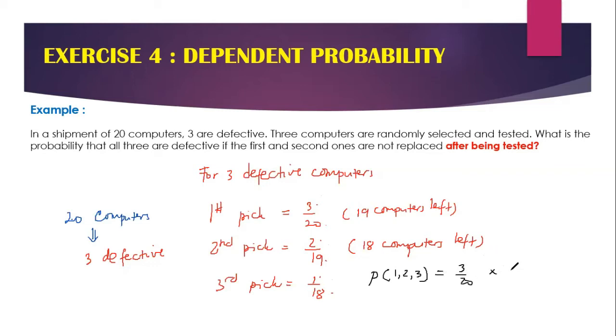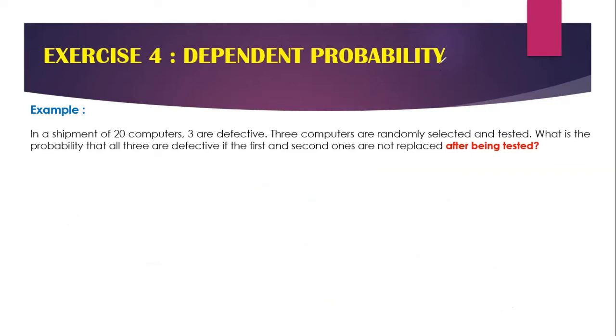3/20 times 2/19 times 1/18. So we find 1/1140. The other one? Let's see it. Okay, next. Go to the next question.